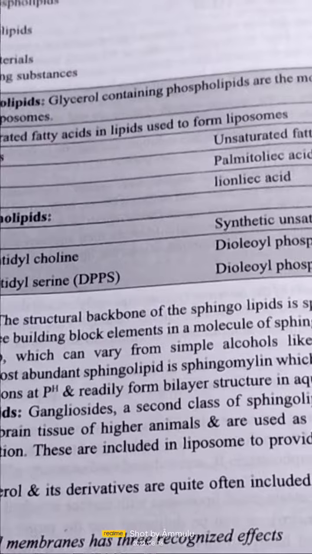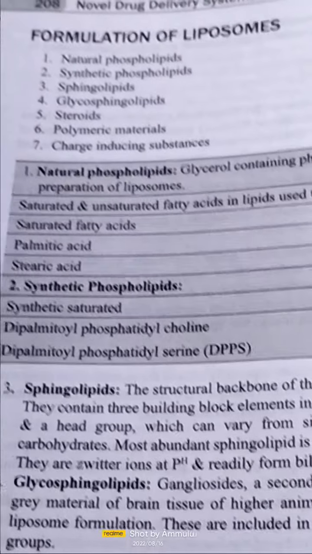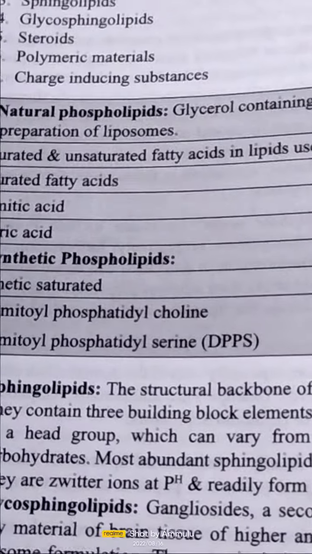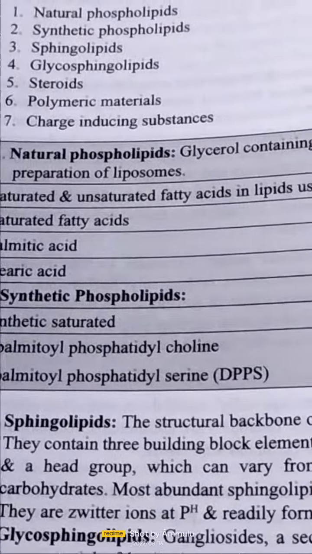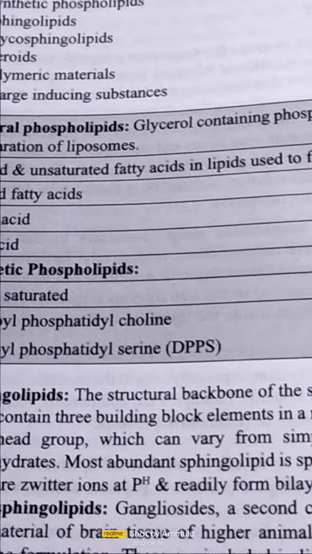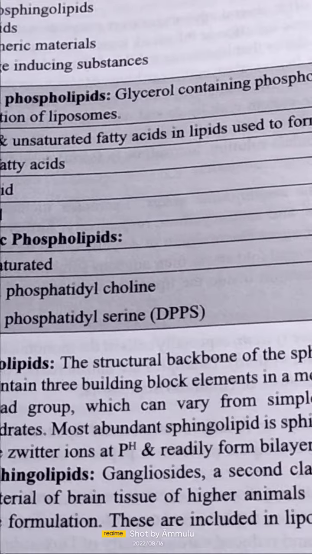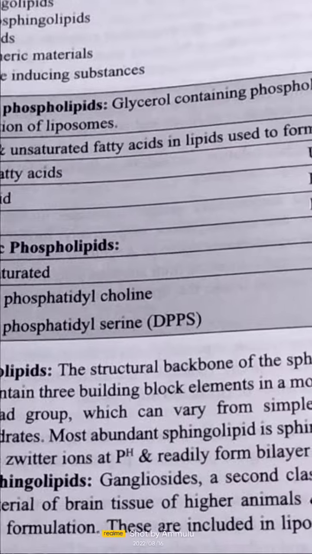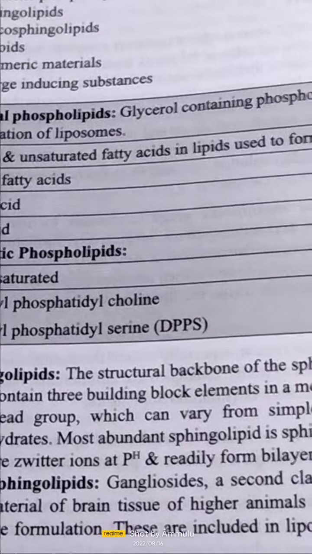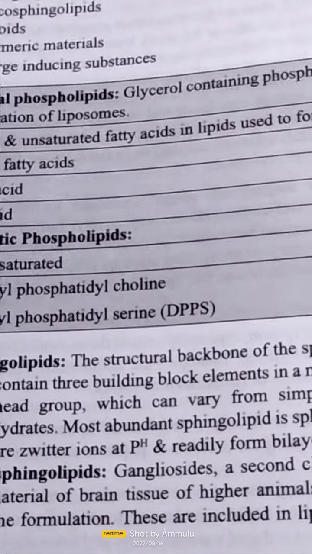The first, natural phospholipids, are glycerol containing phospholipids, the most commonly used in the preparation of liposomes. We already know that glycerol is mainly used in the formation of liposomes, and saturated and unsaturated fatty acids in lipids are used to form the liposomes. Here, what are the saturated fatty acids and what are the unsaturated fatty acids?